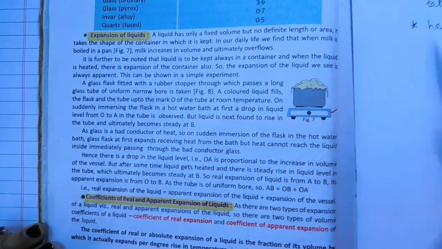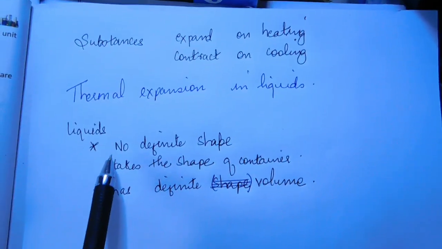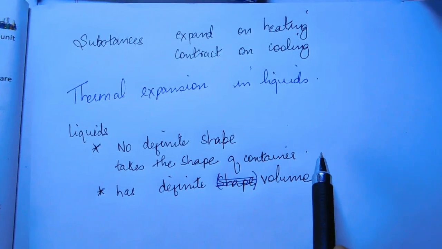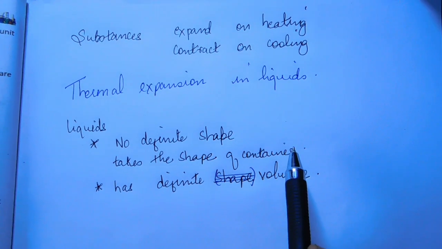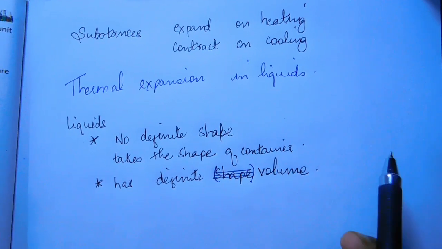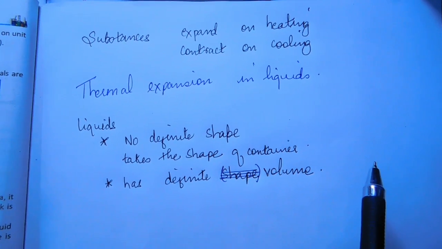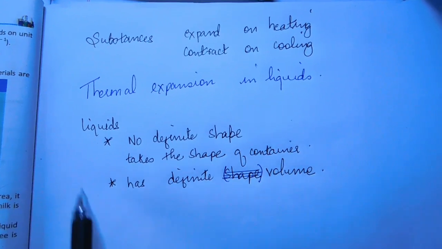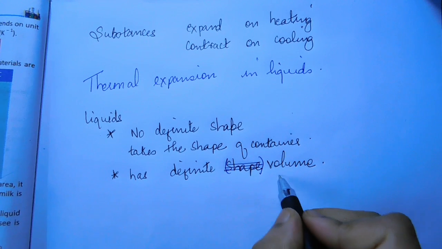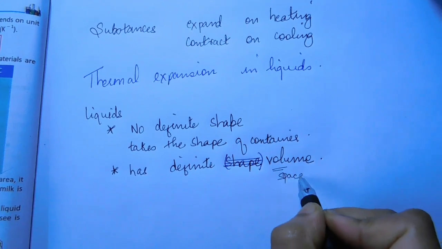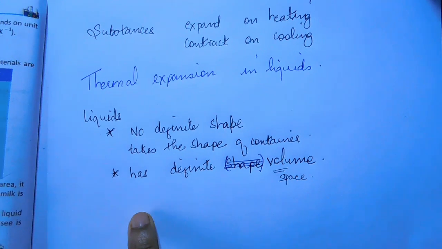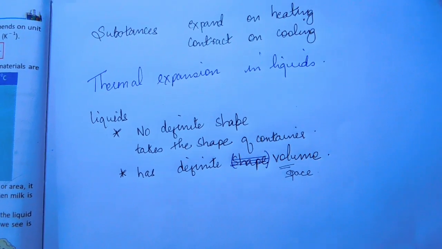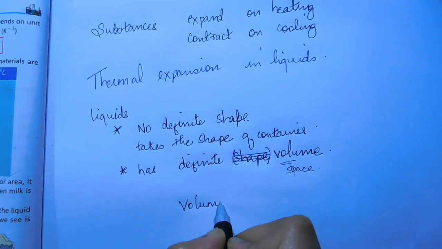Let's see a few characteristics of liquids. Liquids do not have a definite shape. They take the shape of the container. So in case of liquids, the linear expansion and the surface area expansion are not observed, because they do not have a definite length or definite area. But liquids have a definite volume. Volume means the space occupied. Since they have a definite volume, the volume expansion is observed in case of liquids.